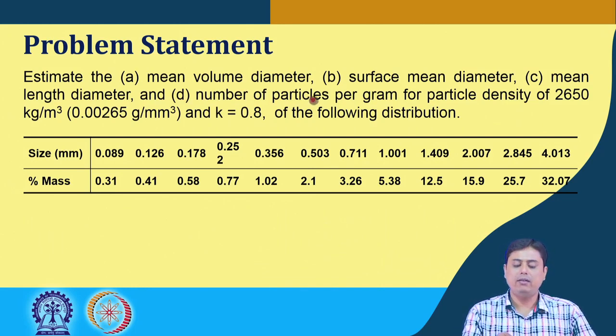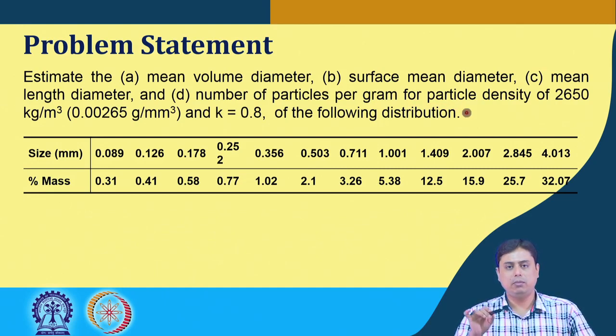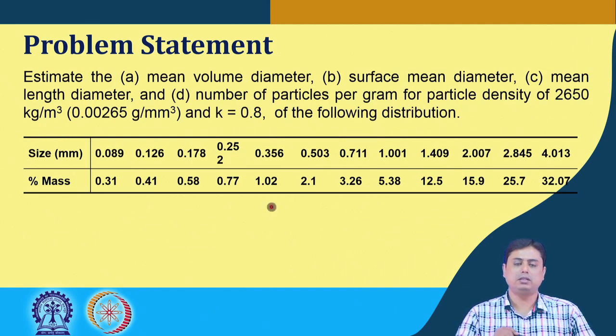Then we have seen the link between the mass fraction and the number distribution. So, in this problem we have seen what is the total number of particles from this mass fraction distribution.